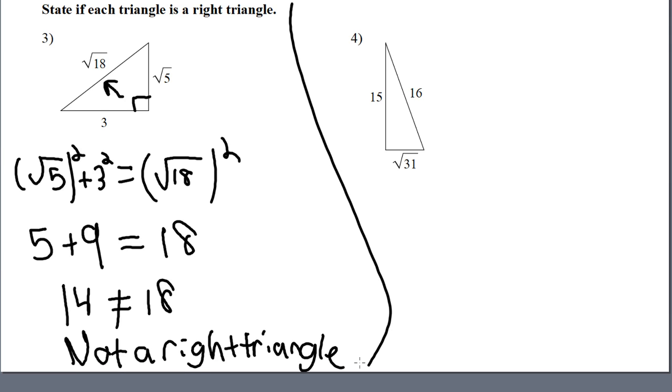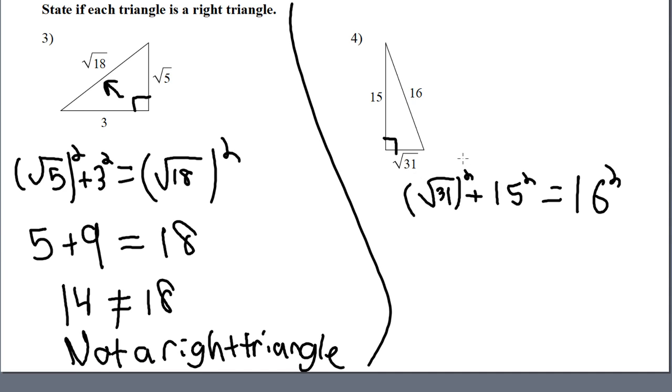Well, for 4, our c value is going to be what's opposite to the right angle. So the right angle would be there. So we have 16 squared equal to 15 squared plus the square root of 31 squared. Alright, well, the square root of 31 squared, that's easy.